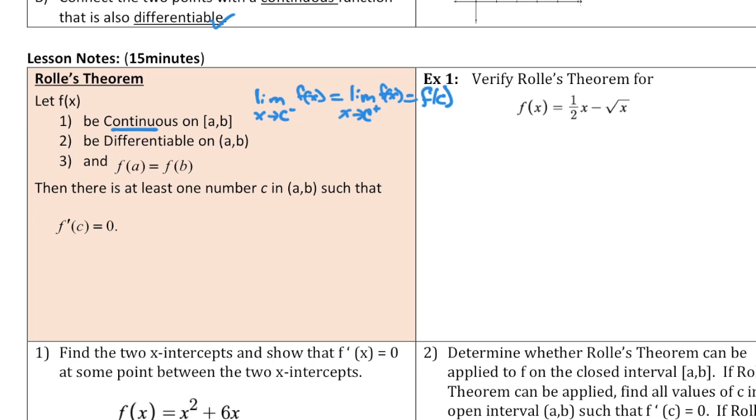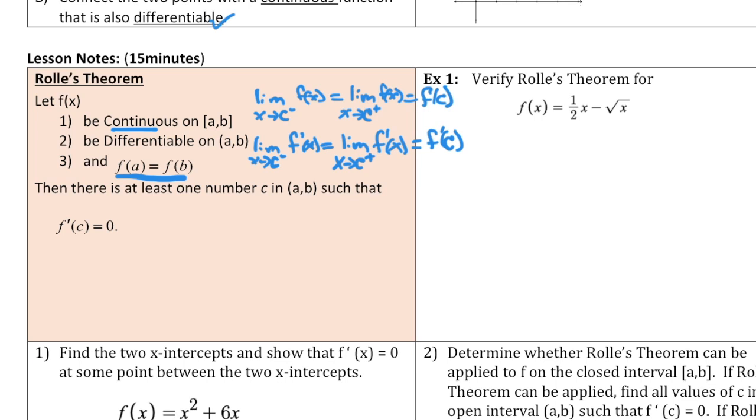Your function must also be differentiable. And in order for a function to be differentiable, remember it must be continuous, and the limit as x approaches the value from the left of the derivative has to be equal to the limit as x approaches the value from the right of the derivative, and that also has to be equal to the derivative at that point. And the last condition is that f of a must be equal to f of b.